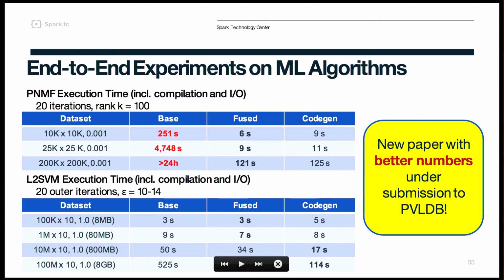And there are actually newer numbers under submission now, currently embargoed because of that, where every algorithm gets faster with the new code gen because there are always little fused kernels that we hadn't considered when we were doing this by hand. So hopefully we'll be able to talk about that the next time I talk about this, but look for that paper coming out hopefully in VLDB next year.